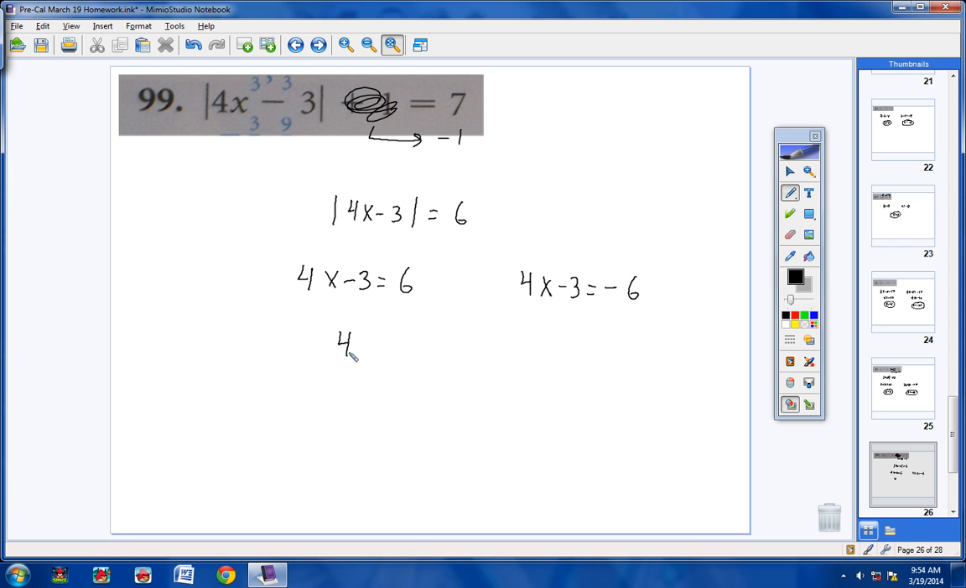And now we're ready to solve. Bring the 3 over and make it a positive 3. 4x equals 9. Now divide both sides by 4, and you will get 9/4, or you can put 2 1/4, or 2.25. All of those are fine. Over here we bring the negative 3 over and make it a positive 3. So when you do that, you're left with a negative 3. And then divide by 4, and your answer is a negative 3/4, or a negative 0.75, whatever you would like to put. Okay, so there are your two answers, negative 3/4 and positive 9/4.